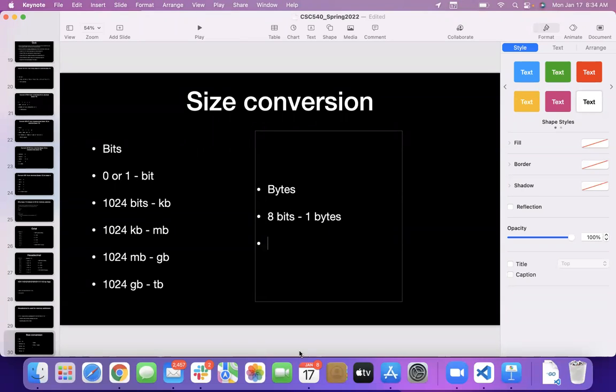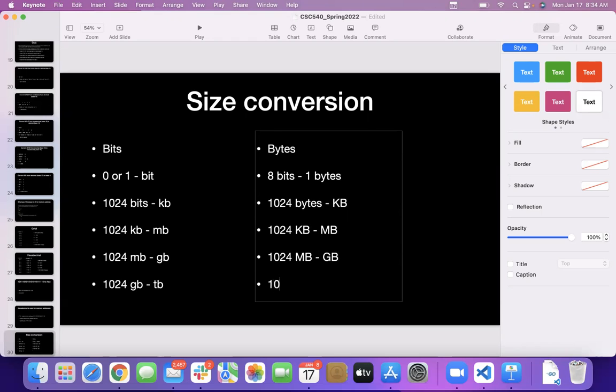Now we just say the same thing as we did before. So we have 1024 bytes is equal to 1 kilobyte. 1024 kilobytes is equal to 1 megabyte. 1024 megabytes is equal to 1 gigabyte. And then 1024 gigabytes is equal to 1 terabyte. All right, so this is our size conversion thingy.